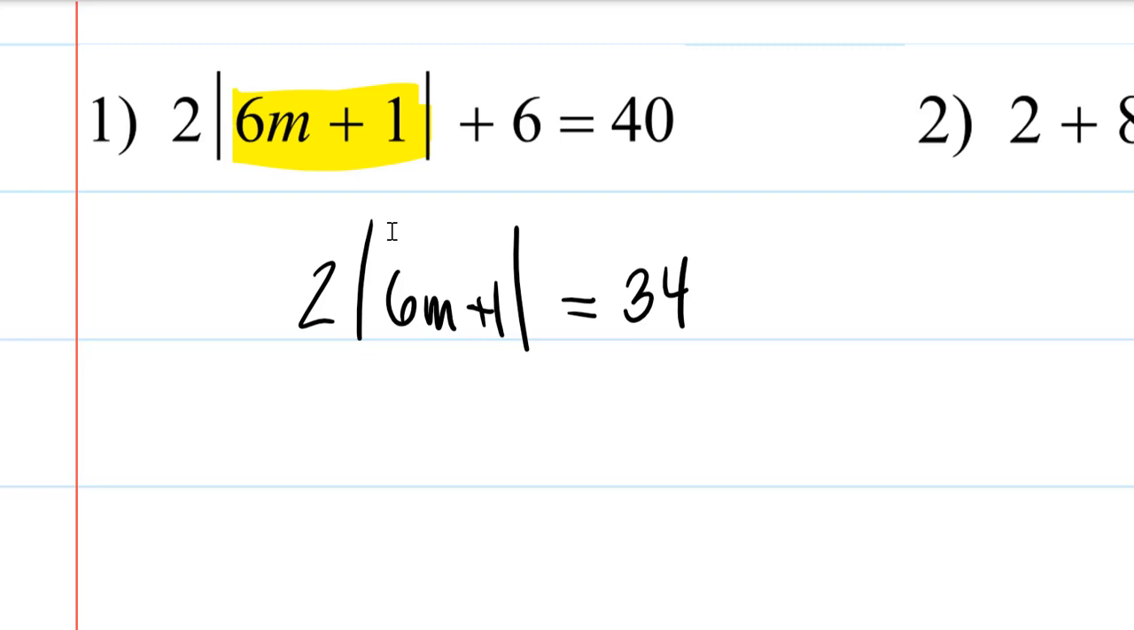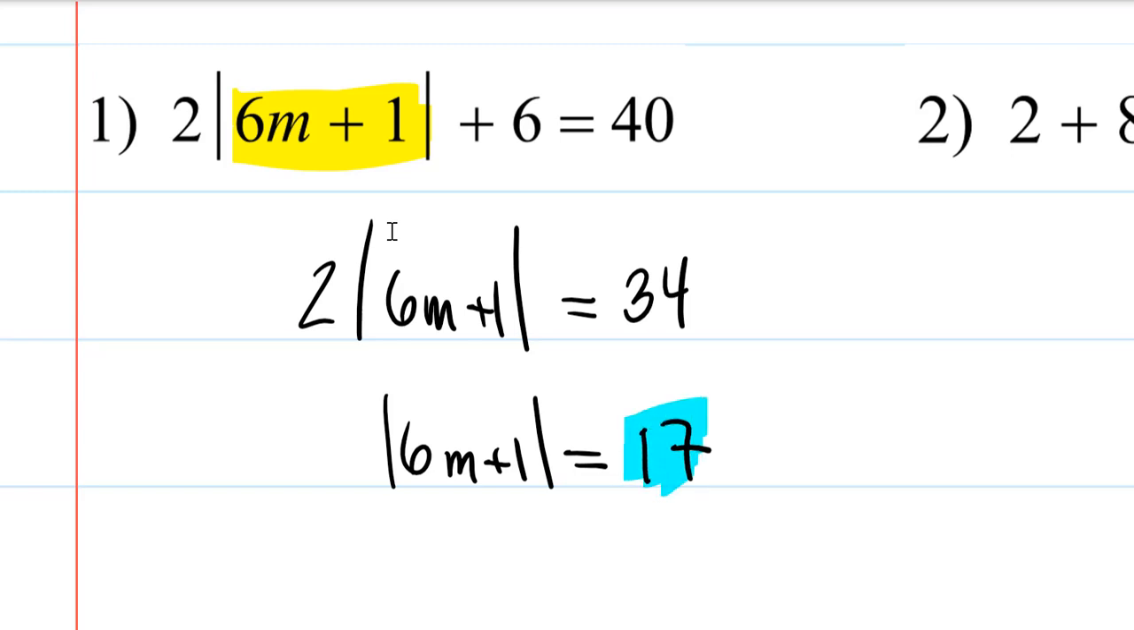Now this 2 that's sitting in front of our blop, in front of that absolute value, we're going to divide both sides by 2. So now we'll have the absolute value of 6m plus 1 equals 17. Or divide 34 by 2, you end up with 17. Now that we've got that isolated, we're going to analyze this value and say, hey, is that value positive or negative? It needs to be a positive number. If so, like it is, then we continue.